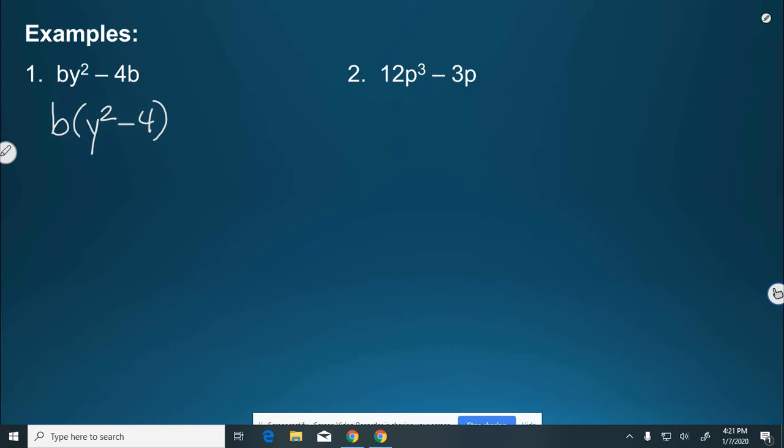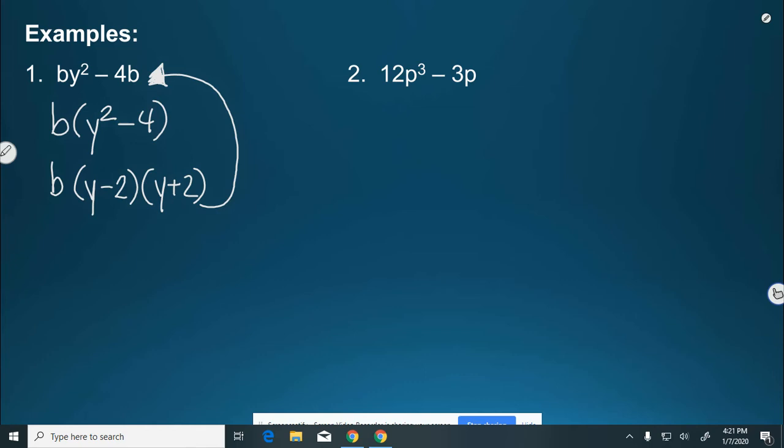So now, if you really pay attention, you look inside the parentheses, y squared minus 4. Y squared is a perfect square, and 4 is also a perfect square. And it's a minus sign, which means we have the difference of two perfect squares. So we can factor that into b times y minus 2 and y plus 2. And if I were to multiply this all back out, I would get this binomial as my answer. So now we've factored that completely. All three of those polynomials are prime and cannot be factored further.